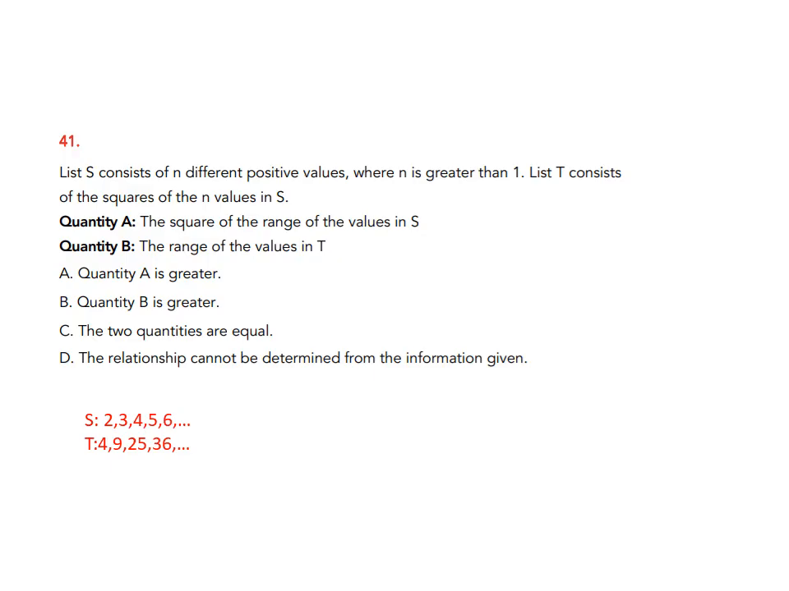Now, quantity A is the square of the range of the values in S. What is the range of S? That is 6 minus 2, so 4, and the square of 4 is 16. What is quantity B? Range of the values in T. That is 36 minus 4 equal to 32. So quantity B is greater. Let us move to the next question.